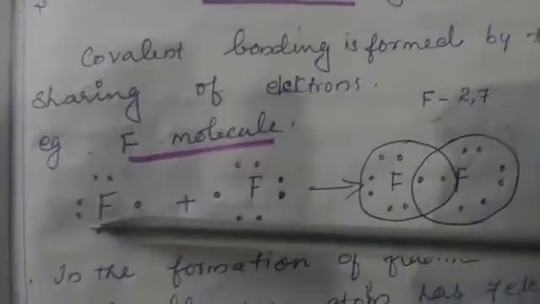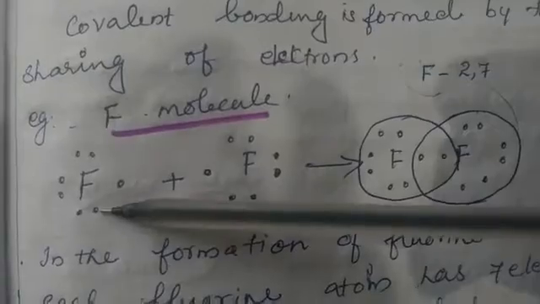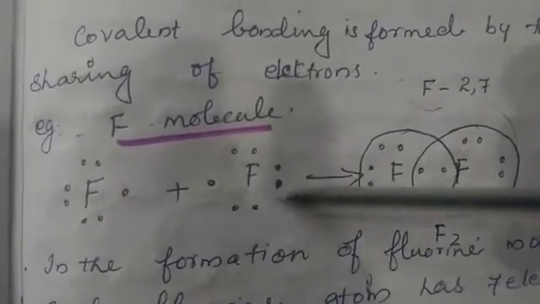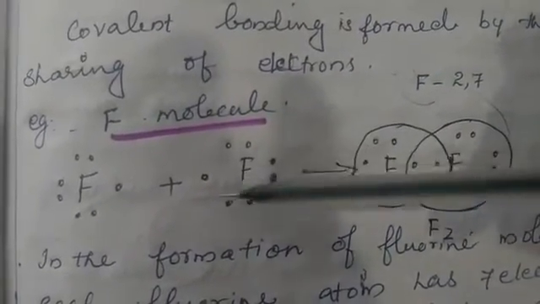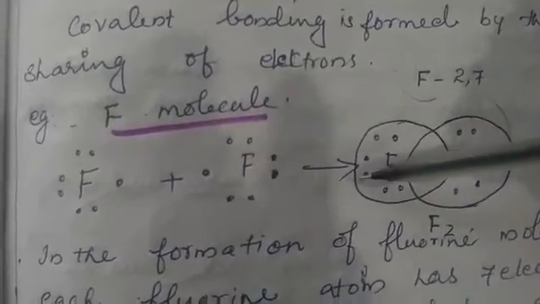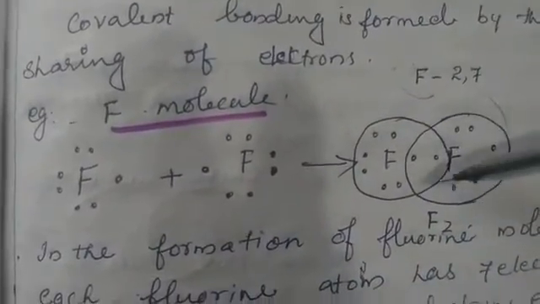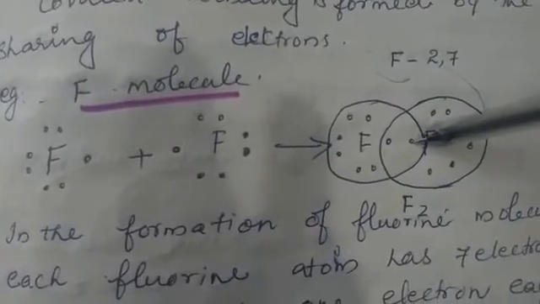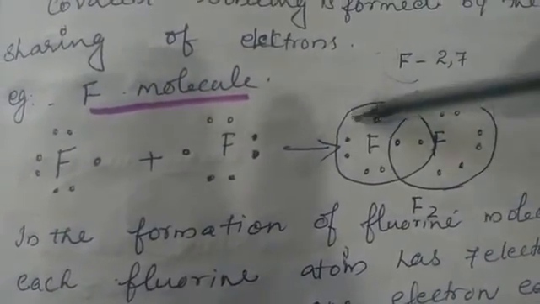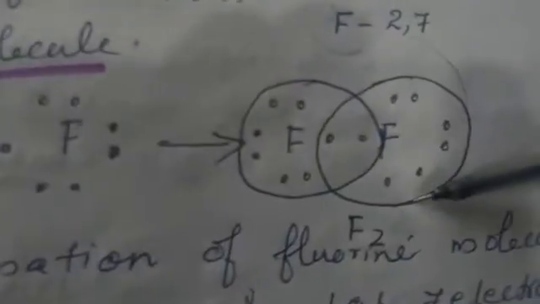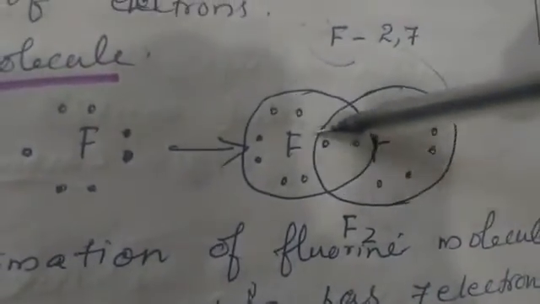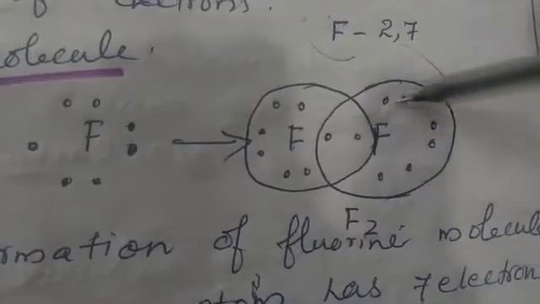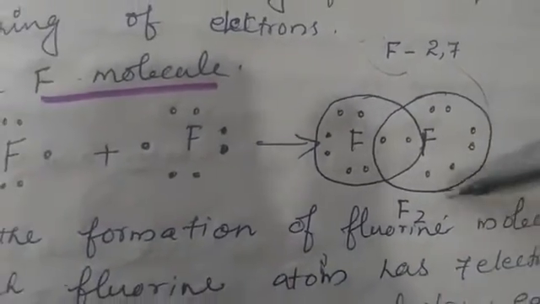So see this one. This is 2 fluorine atoms. Fluorine has 7 electrons. This fluorine also has 7 electrons. The fluorine molecule is formed by the sharing. See this one. This fluorine atom takes 1 electron from here. That is why this round is seen. Then this fluorine atom shares 1 electron from that fluorine atom and both will attain stability.